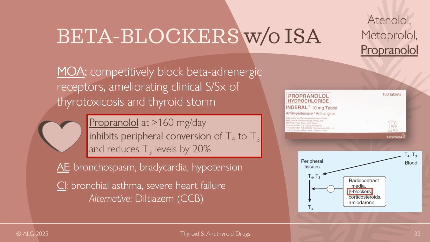Among the beta blockers, only propranolol at a high dose of 160 mg per day can inhibit peripheral conversion of T4 to T3. Beta blockers can cause bronchospasm and are thus contraindicated in bronchial asthma. So the alternative for control of tachycardia would be diltiazem, which is a calcium channel blocker.